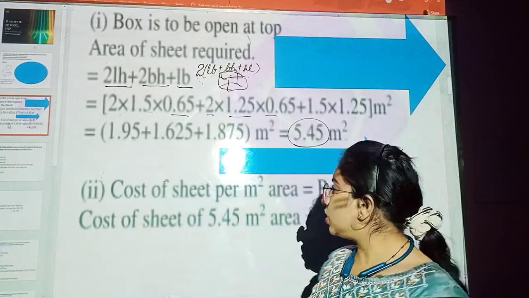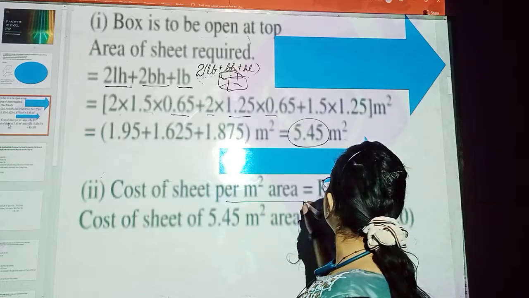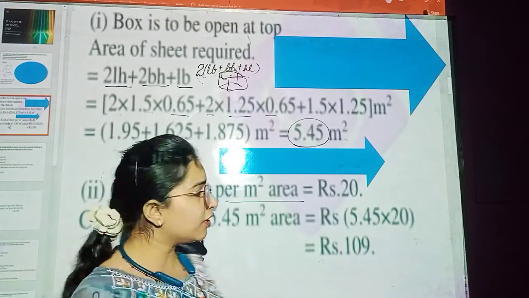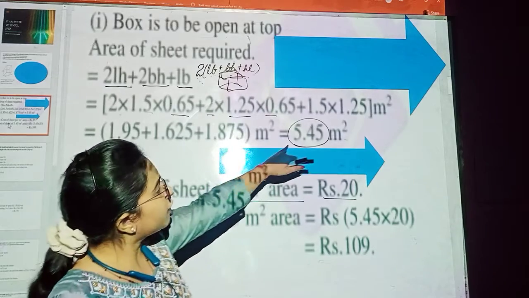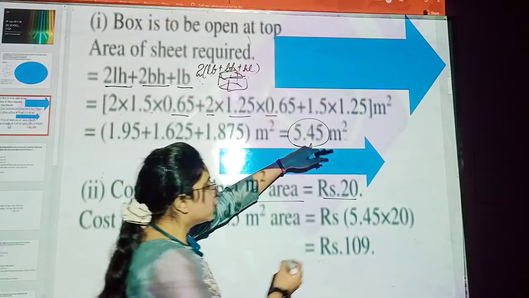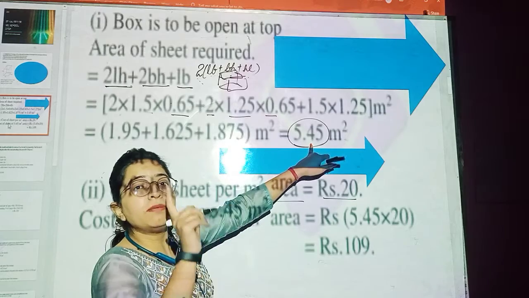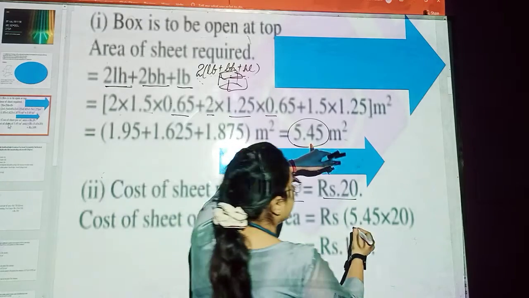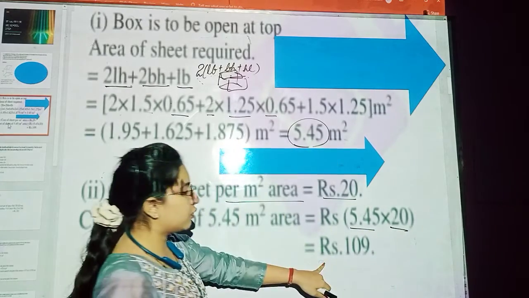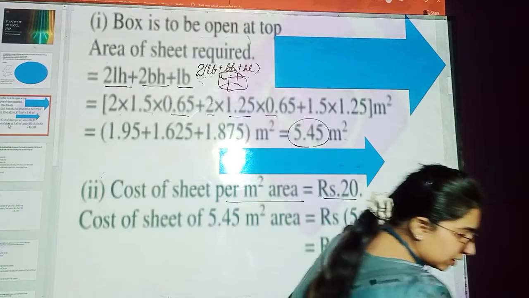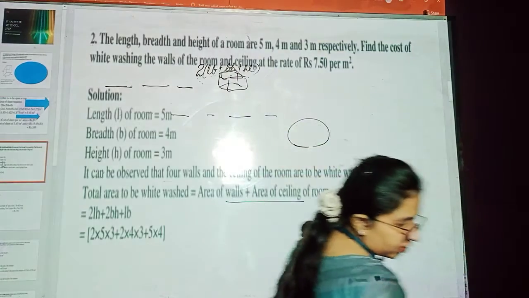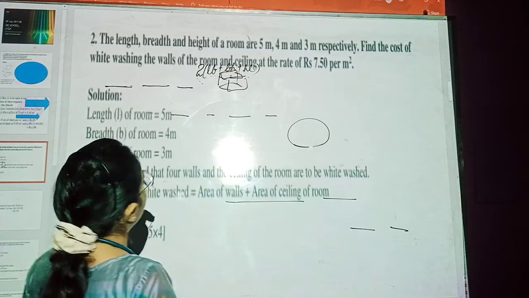Now, what's the question? Cost of 1 meter square area is given to you: rupees 20, and our area is 5.45, right? So for 5.45 meter square area the cost will be 5.45 into 20. It would be rupees 109. Clear?